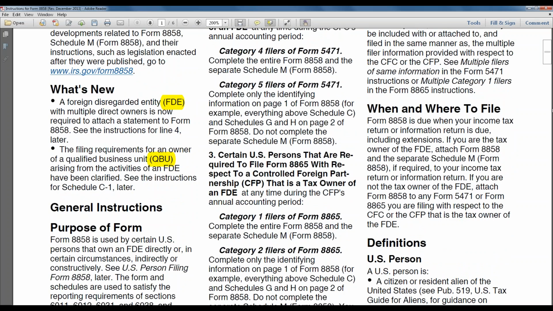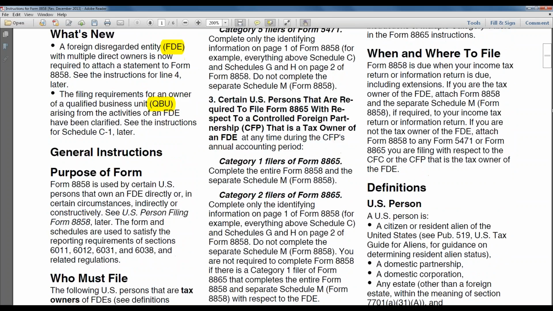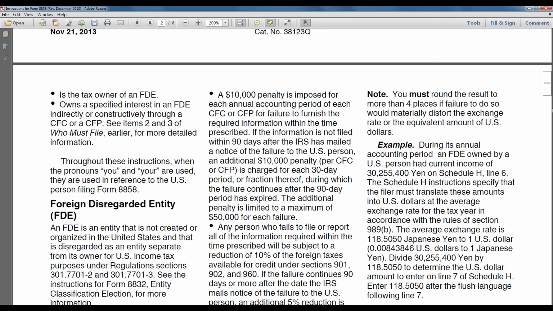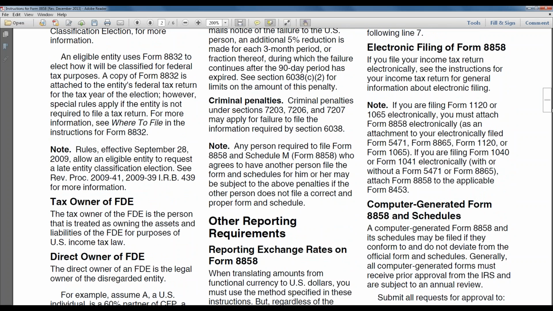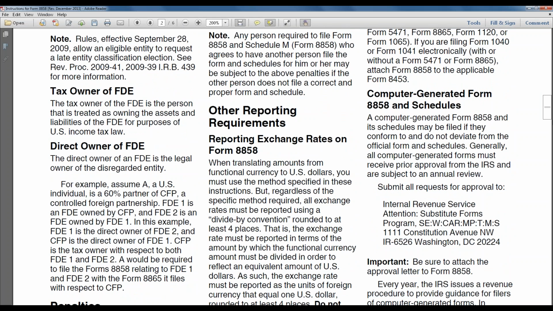Category 1 filers. This is just so interesting to me because really, if you own all of the entity, you just have to report everything. So I'm just going to guide you through what forms you need. Reporting exchange rates on Form 8858.